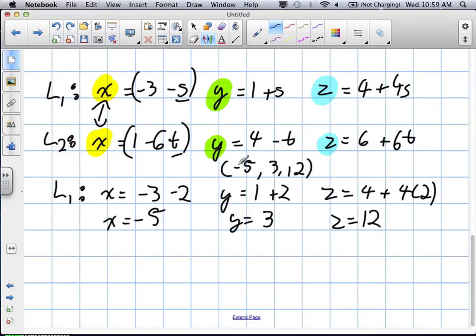We have to plug in our value of t into the other one to see if it gets the same values. This is going to prove it. Same values, that means they cross at that point. Not the same values, they are skew lines. They don't cross each other.